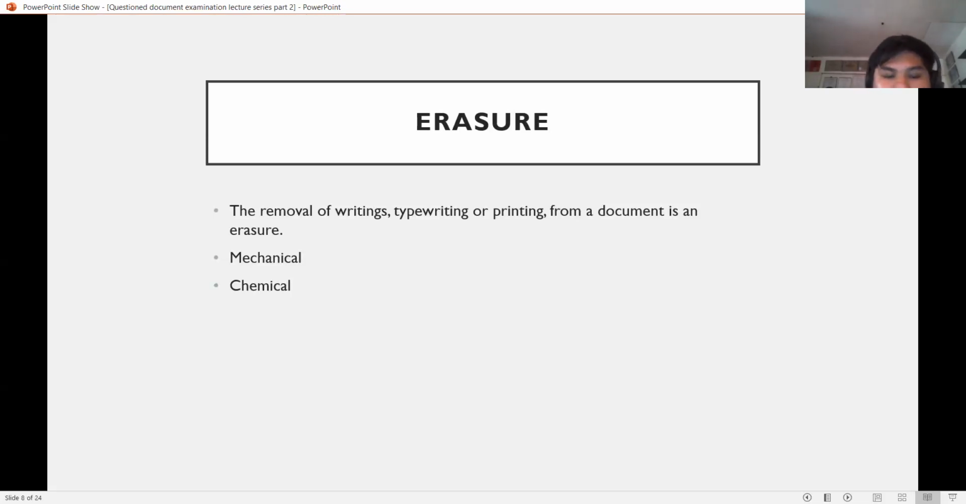potassium permanganate, and acetone. For example, in a piece of document, instead of number 8, you apply chemicals to the number 8 to make it number 3. So the chemicals make the ink of the 8 invisible, then he forms the number 3. So it's the application of chemicals, from the word chemical. Then mechanical refers to the abrasion of the surface of the paper with the help of a rubber or sharp instrument.